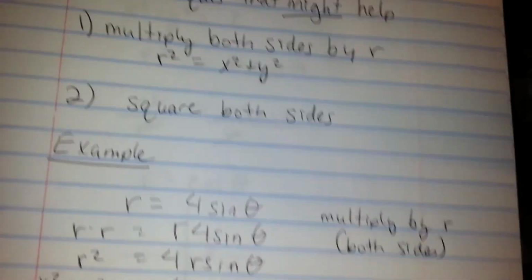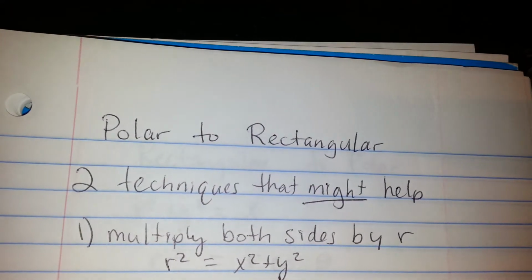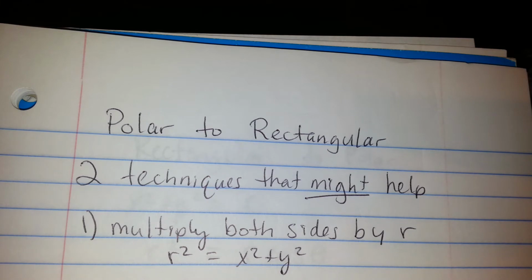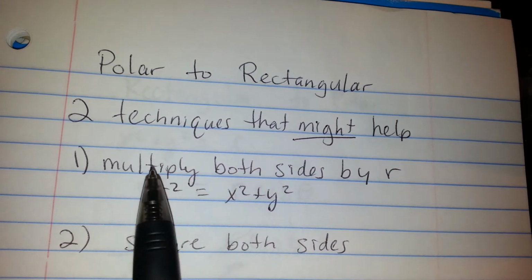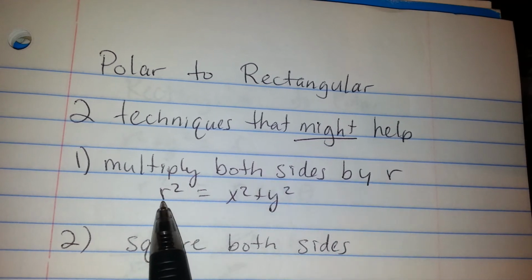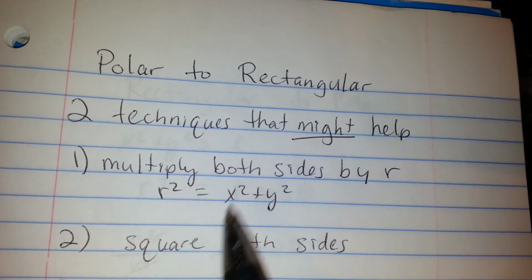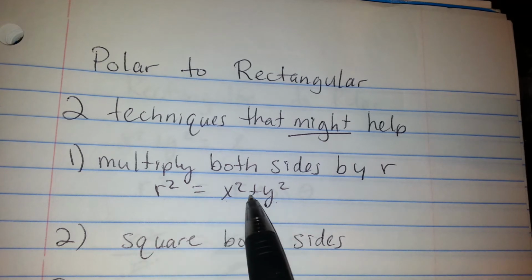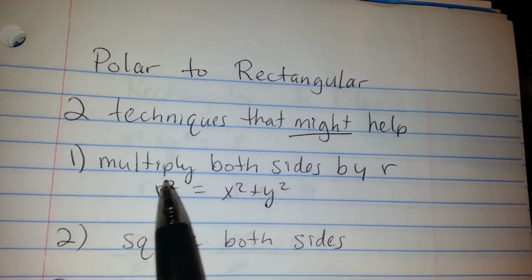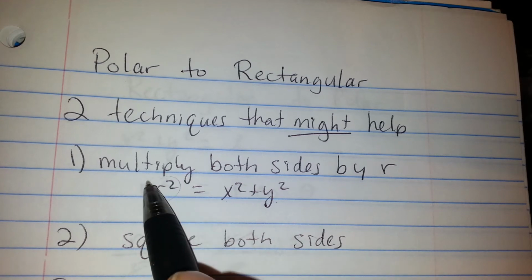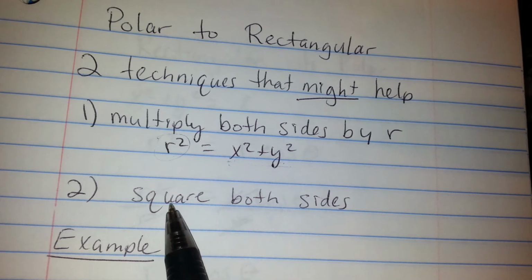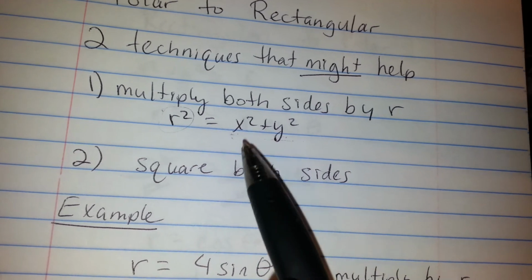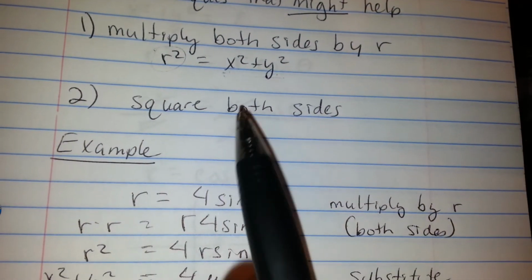All right, now let's go ahead. We're going to talk about going from polar to rectangular. Two techniques that might help: one, sometimes you can multiply both sides by r, and you might get something like an r squared, which you can say is x squared plus y squared. So you can multiply an r by an r and get r squared, and then substitute this. Another similar technique is to square both sides of the equation. So these are two techniques that help us go from polar to rectangular.